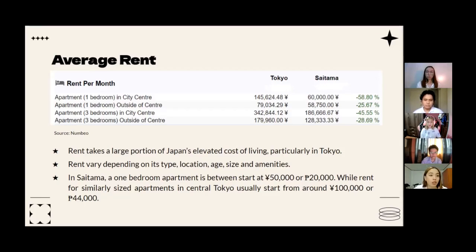For a prime city, which is Tokyo, the average rent for an apartment costs more than 100,000 Japanese yen or 45,000 pesos per month. While outside of central Tokyo, like Saitama, rent varies from 50,000 to 70,000 Japanese yen, which is more or less 20,000 to 30,000 per month in Philippine peso.